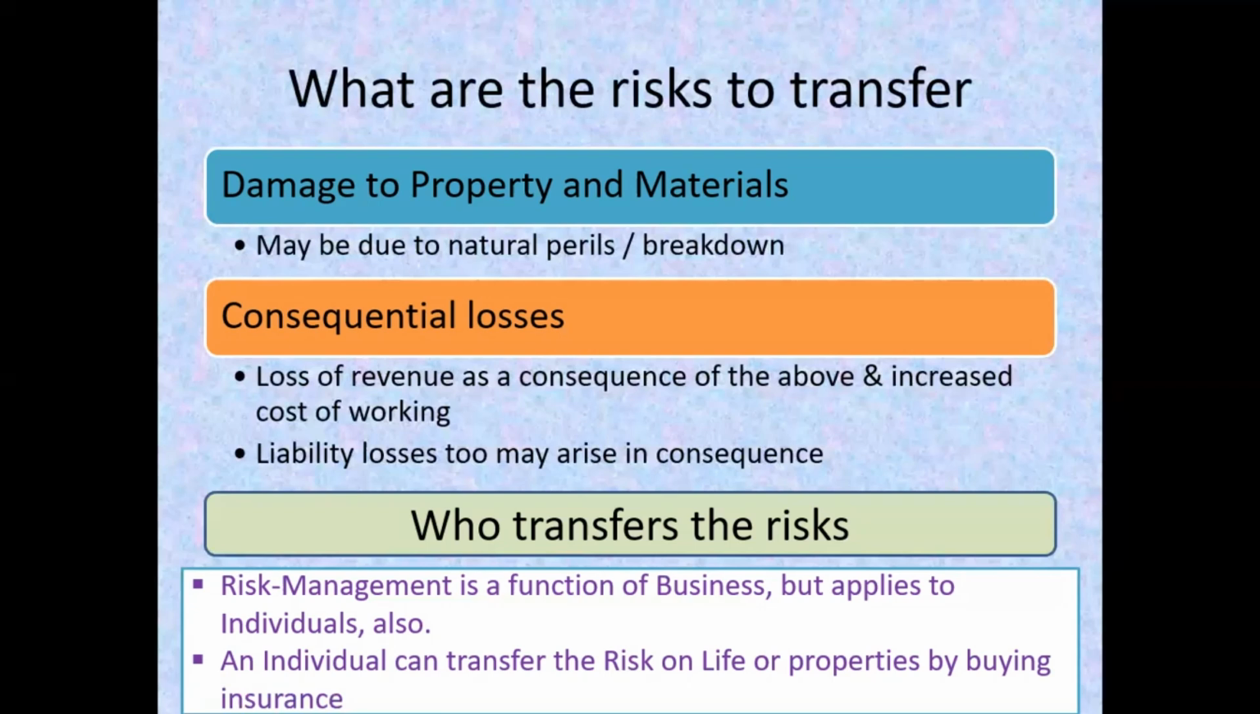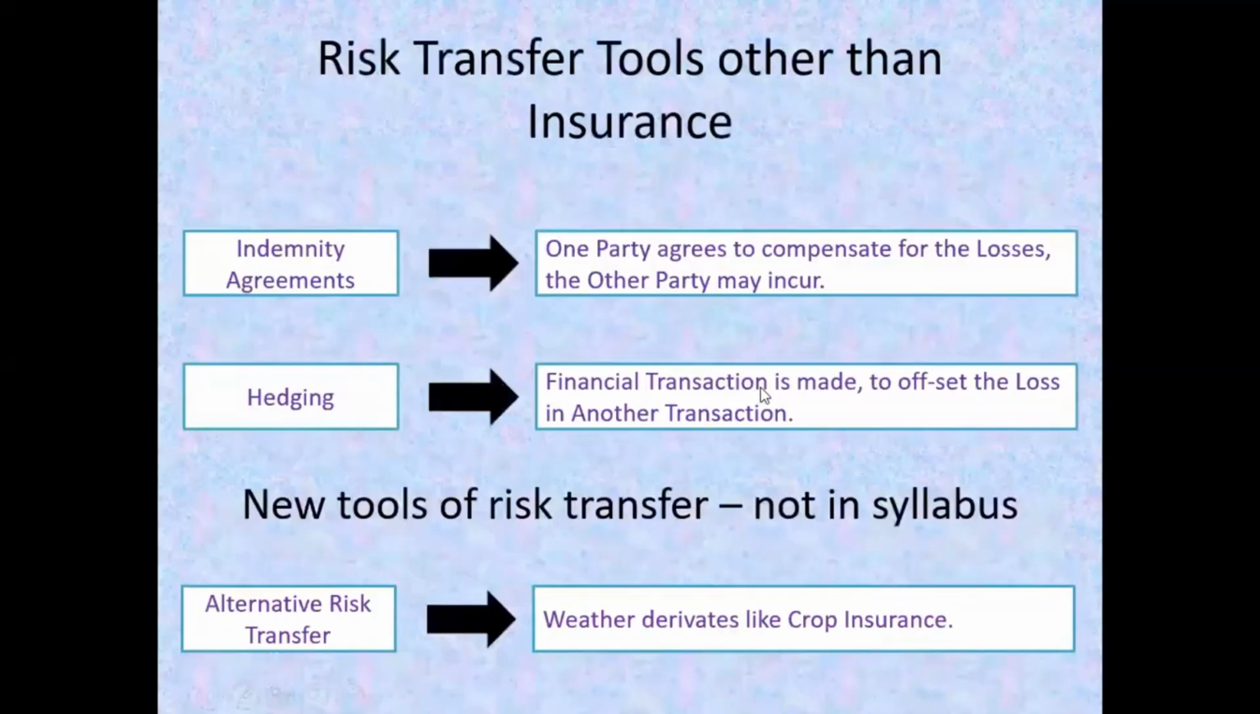Now, who transfers the risk? Risk management is a function of business but applies to individuals also. So, generally, who transfers it need not be just business houses, corporates, commercial firms, industries, factories, schools. It can also be individuals, for our own house property, for our own individual life, for our family's life, individual health. So it can be corporate business, it can be individuals also who can transfer their risk to the insurance company. An individual can transfer the risk on their life or properties that they are buying.